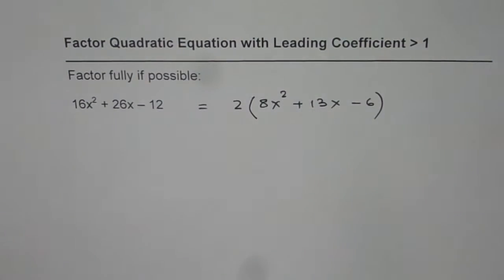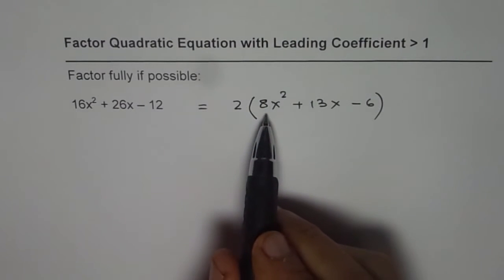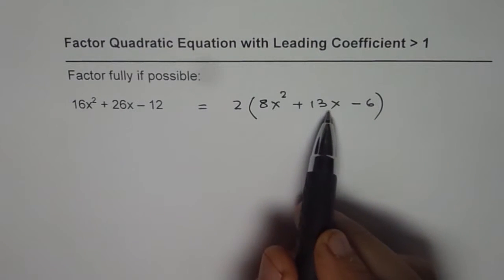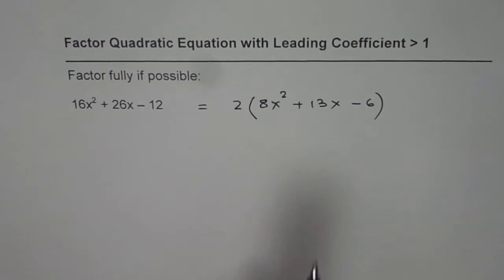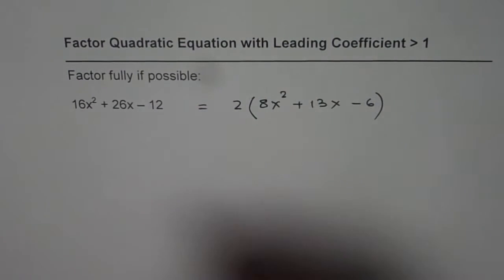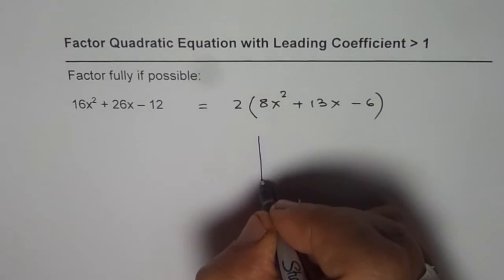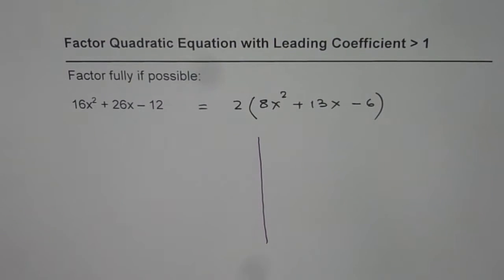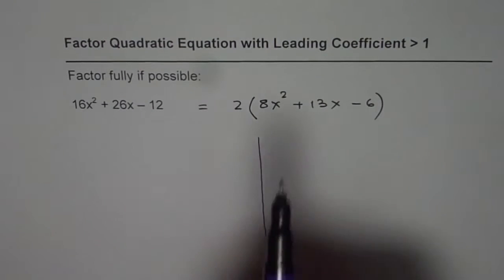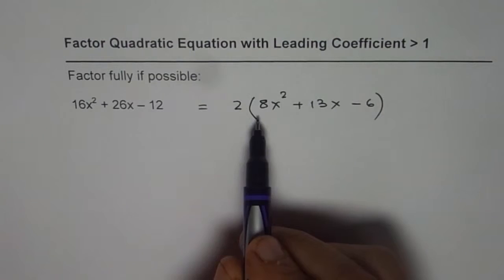So first stage is look for common factors. And now we have a trinomial 8x squared plus 13x minus 6. How to factor this? So that is the part of exercise which we are going to do, and we are going to adopt two different methods to do it. We'll start with product and sum.